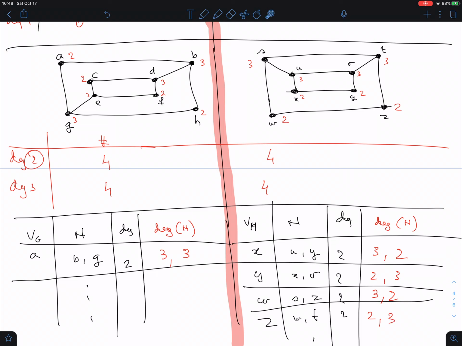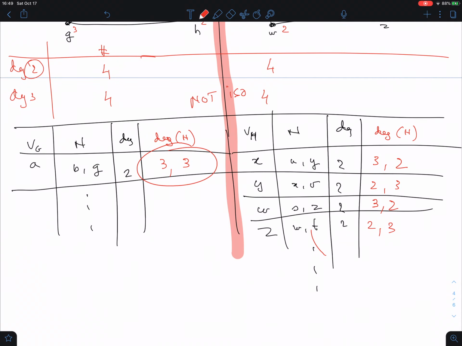So I repeat, I'm now writing down the degrees of these neighbors. Now, 2, 3 and 3, 2 are considered the same because the order doesn't matter. But the difference is that we have 3, 3 here and we never have that pattern here. And that's why they are not isomorphic. Not isomorphic because this graph invariant does not occur here. It cannot occur in the 4 other ones because they have degree 4. That one is not going to work.